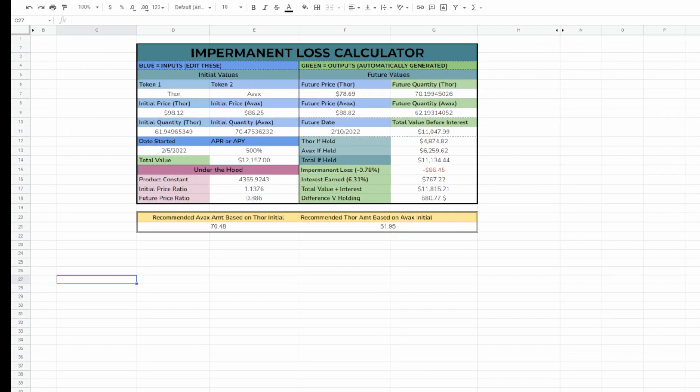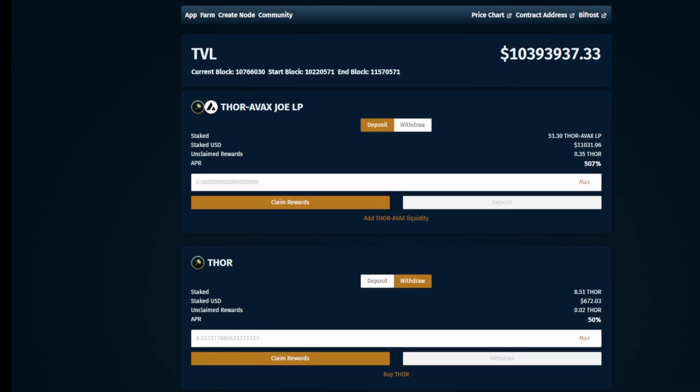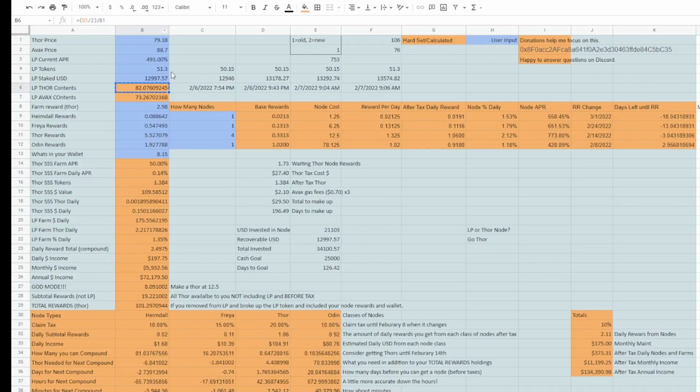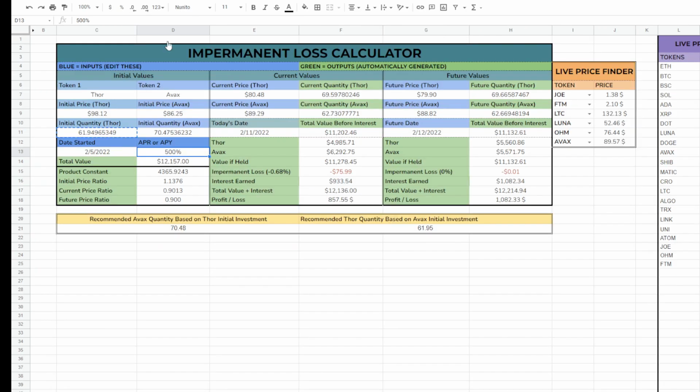On both of these two screens, both sheets, I have correctly put in the Thor price and the AVAX price, the quantities of both, and the roundabout date that I jumped into the liquidity pool. I've put in probably the current APR. I'm not tracking the APR on a daily basis or anything to get that in there. So here's what I'm seeing.